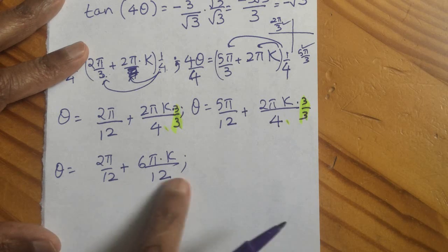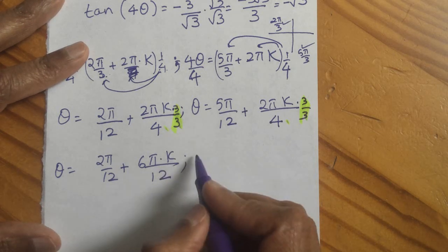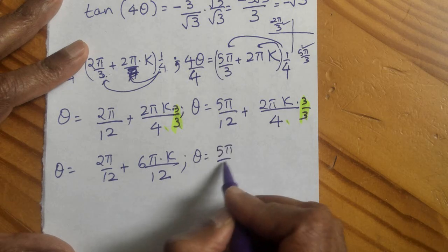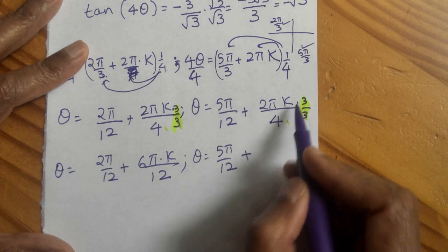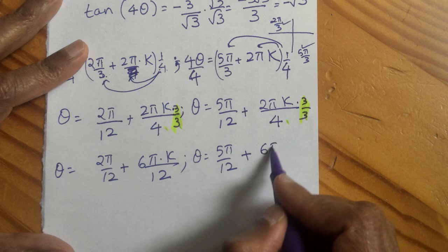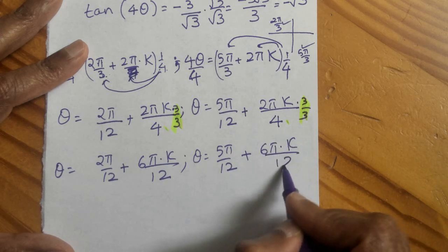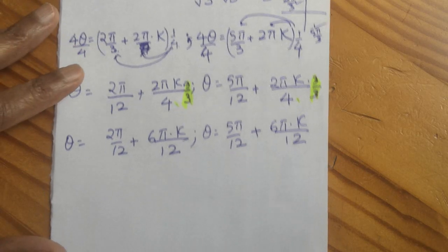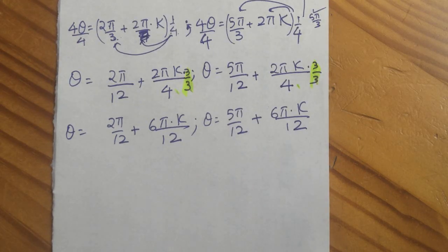I can simplify these two to have the same denominator, but let's just leave it. We can simplify later. Equals 5 pi by 12 plus 2 times 3 is 6 pi k over 12. And you know that you can simplify this, but we can't simplify this. So let's keep both the sides as the same. For now, let's keep 12 as the denominator.